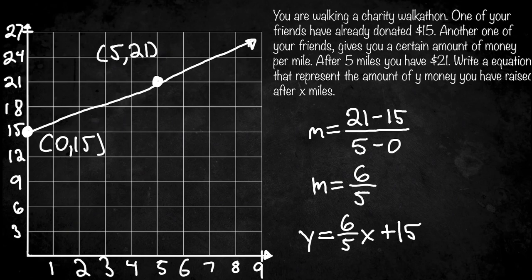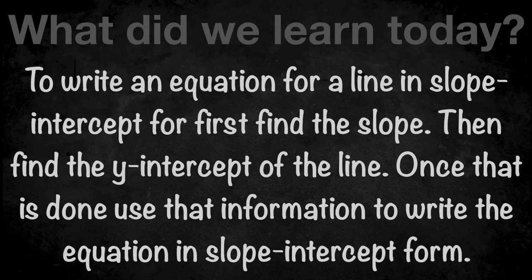Now that we have solved this problem, let's review what we learned today. We learned to write an equation for a line in slope-intercept form. First find the slope, then find the y-intercept of the line. Once that is done, use the information to write the equation in slope-intercept form.